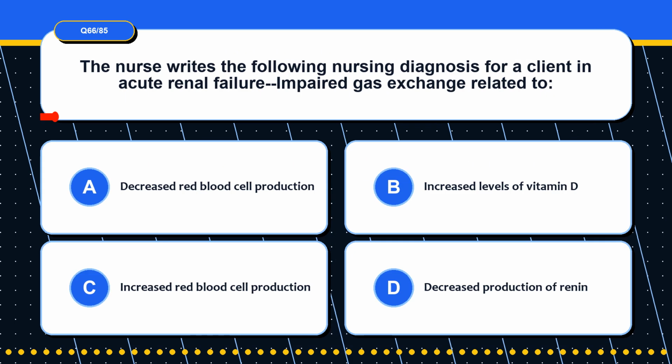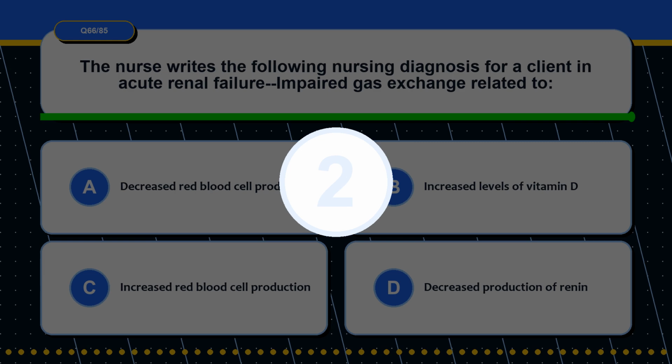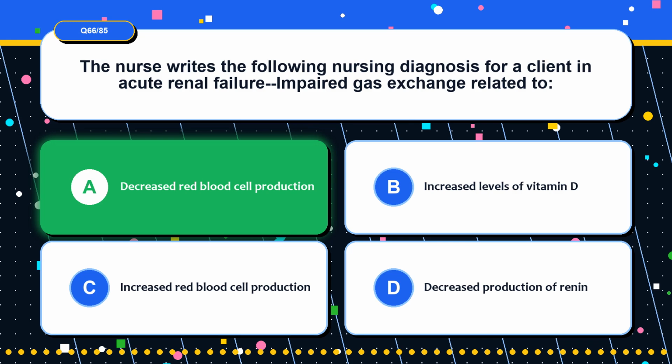Question 66. The nurse writes the following nursing diagnosis for a client in acute renal failure: impaired gas exchange related to. Here are the options. Option A. Decreased red blood cell production. Option B. Increased levels of vitamin D. Option C. Increased red blood cell production. Option D. Decreased production of renin. The correct answer is option A. Decreased red blood cell production.